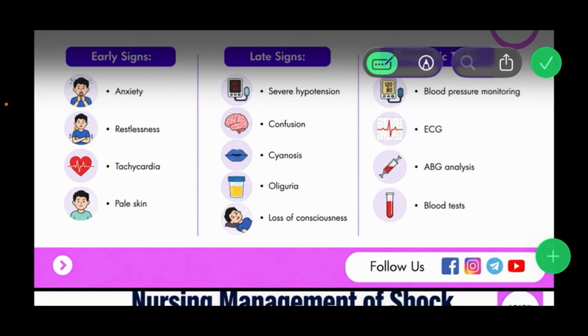Then cyanosis, you all know what cyanosis is. A patient in severe respiratory shock develops bluish lips or fingernails because the blood is not carrying enough oxygen. Then oliguria, which you also know. A patient with hypovolemic shock passes only 100 ml of urine in 24 hours, because the kidneys are receiving inadequate blood flow. So there is a decrease in urine passage, that is oliguria. Now coming to loss of consciousness. Suppose a patient with untreated anaphylactic shock suddenly becomes unconscious due to severe reduction in the oxygen delivered to the brain. So these are the late signs.